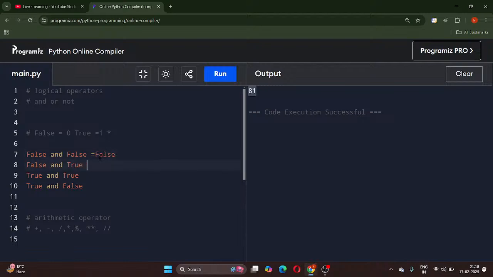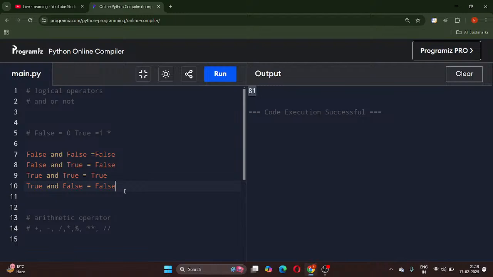Then the second expression is false and true. False is basically 0 and true is 1. So 0 into 1 is again 0, so the final output is again false. Then the next expression is true and true, and that is 1 into 1, which is equal to 1. So the final output here is true. And the last one is true and false. So 1 into 0 is 0 again, so you get the final output as false. So this is how the AND operator works.